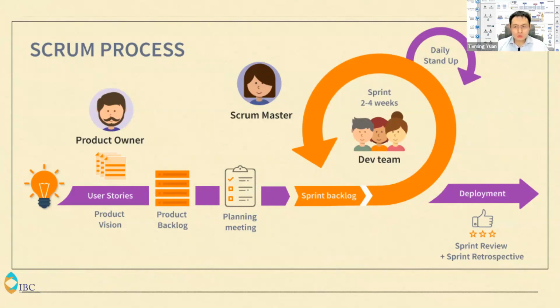So in the 2 to 4 week sprint, once it's done, we'll do something called the sprint review. Sprint review is slightly different from sprint retrospective. Sprint review will maybe include the management, the final users, and stakeholders. We'll do a demo to them.